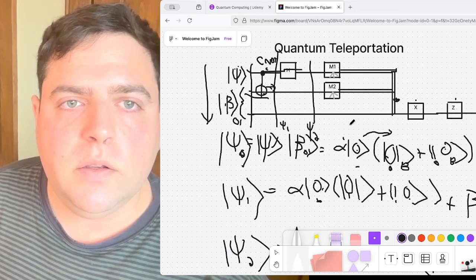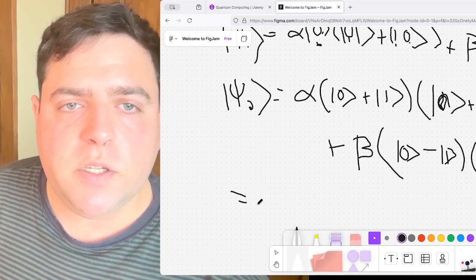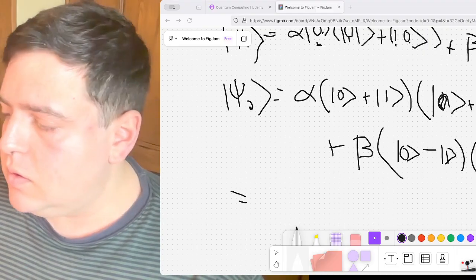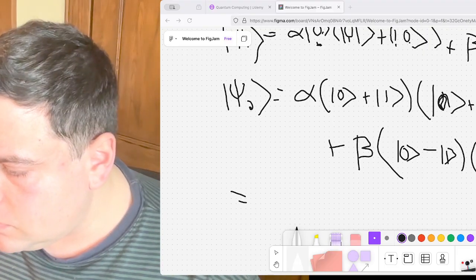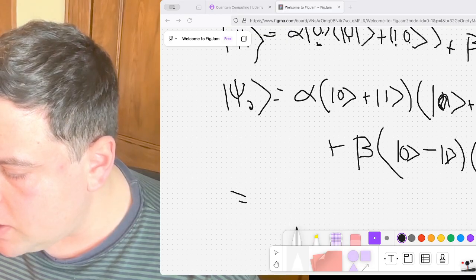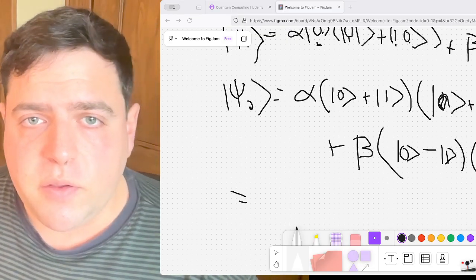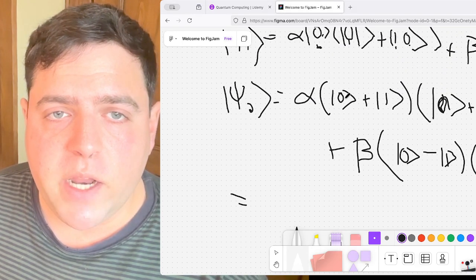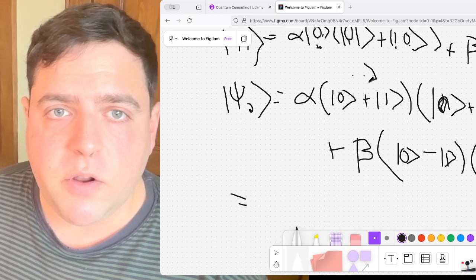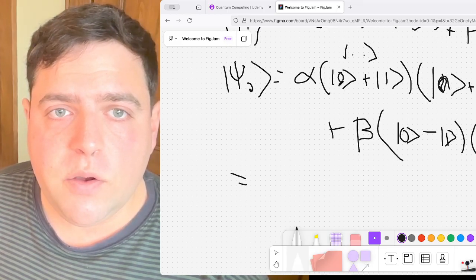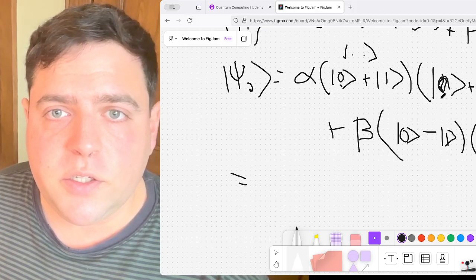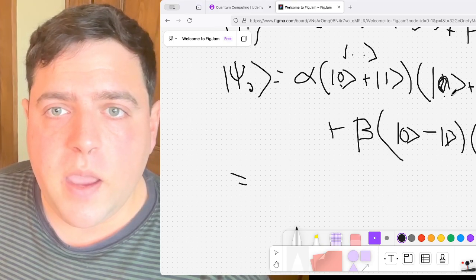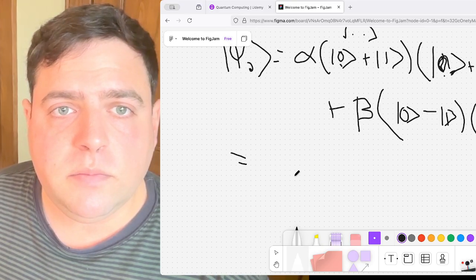And now it's time to make some measurements. But before we do, I'd like to do some algebra on this to show you why these measurements are going to definitely be coming out a certain way. I want to rearrange so that these first two qubits are part of the same little ket here. So let's regroup terms so that this and this are part of the first ket, and this is part of the trailing ket.